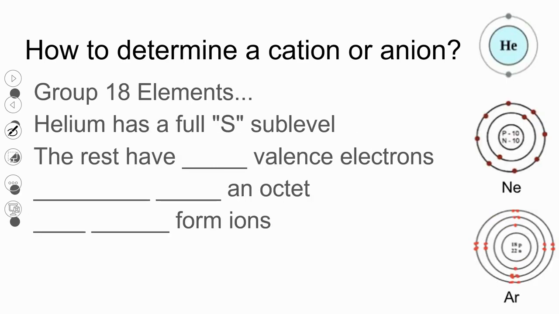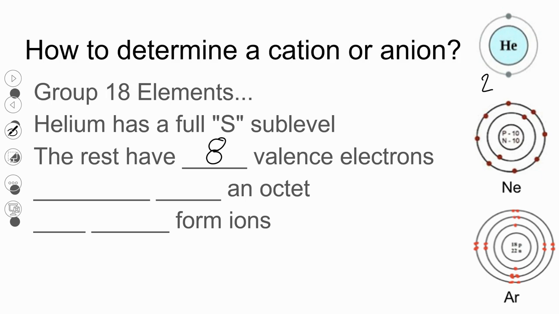Okay. How about group 18? So this is the last column. Helium. Yep. Helium has a full shell. Helium has 2 valence electrons. Good. How about the rest of them? How many valence electrons? Good. They have 8.